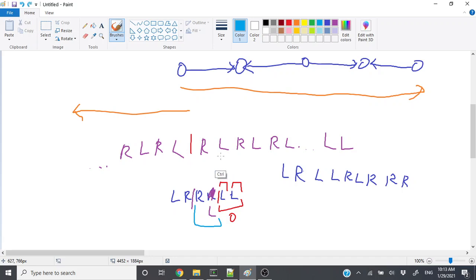So it's kind of a bit weird the way we do it. I guess we start by assuming that we want something like this. We have R and then L and then R and then L and then R and then L.